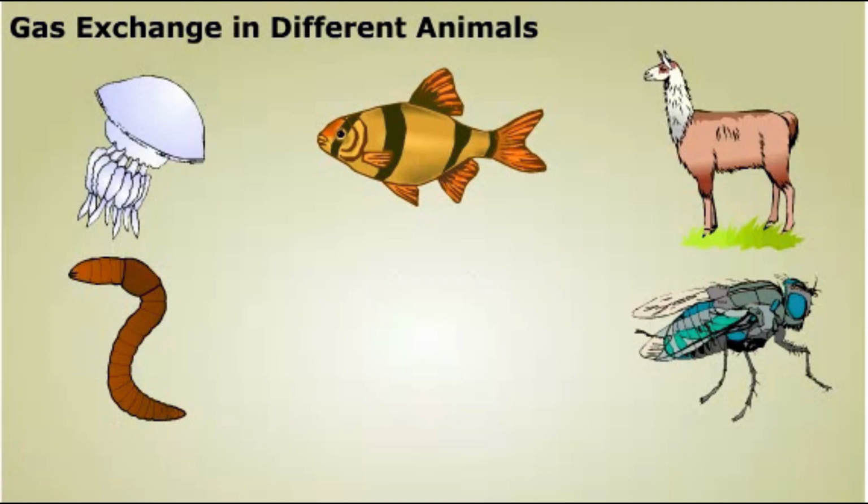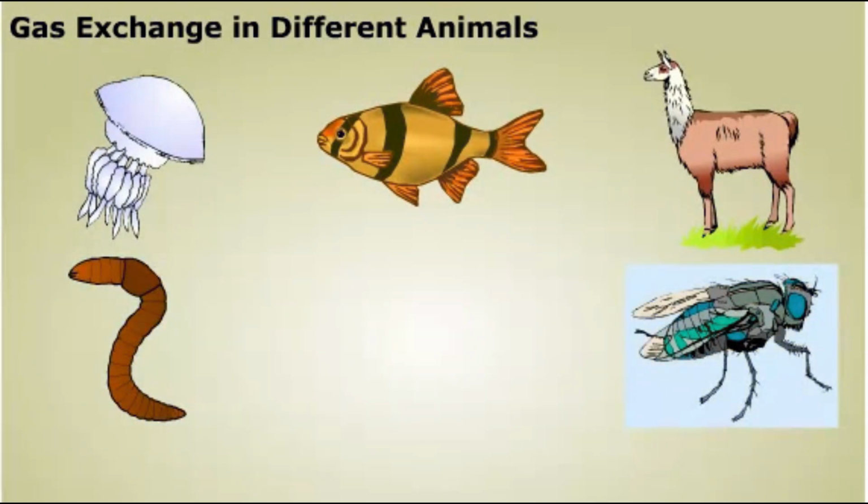Simple multicellular organisms, such as jellyfish, don't have respiratory structures. They exchange gases by direct diffusion between their cells and the surrounding water. Some larger invertebrates, such as earthworms, exchange gases through the skin.